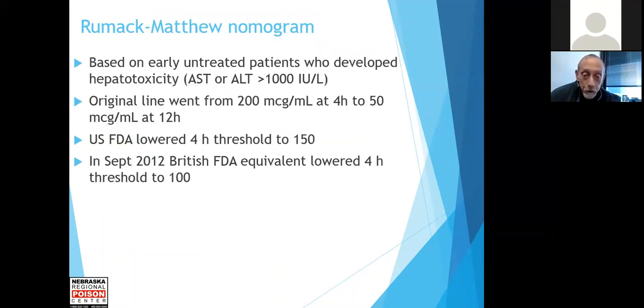And this was developed empirically, where the Nomogram was developed to separate those patients who developed what they defined as serious liver injury from those patients who didn't develop serious liver injury. What did they mean by that? They defined serious liver injury or hepatotoxicity as who gets ALT or AST greater than 1,000. And so it went through various formulations.